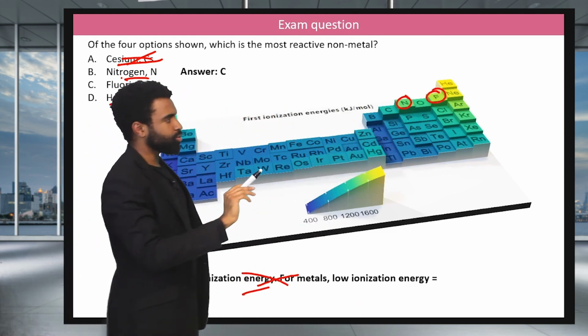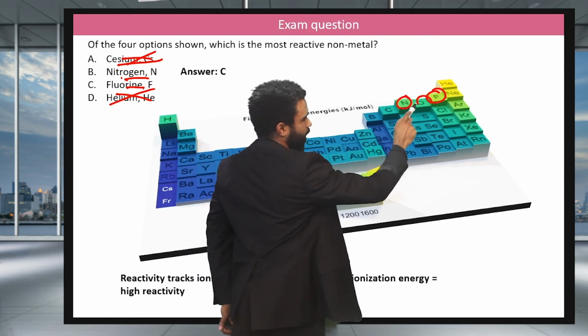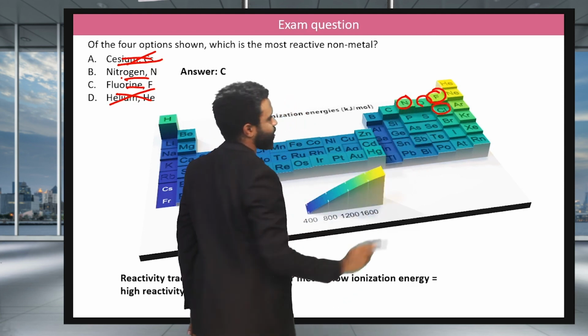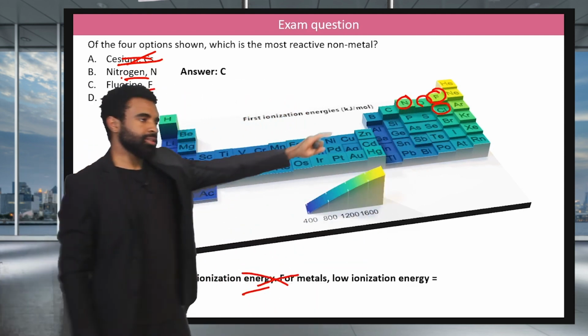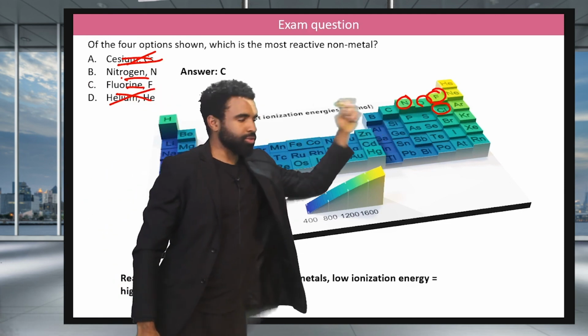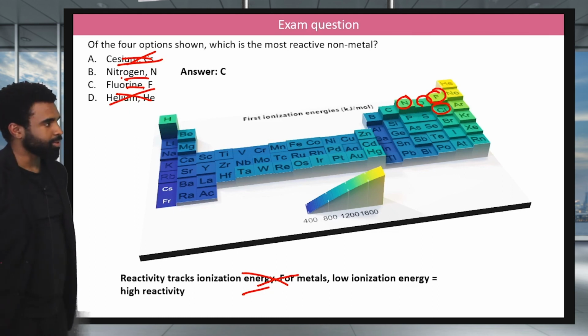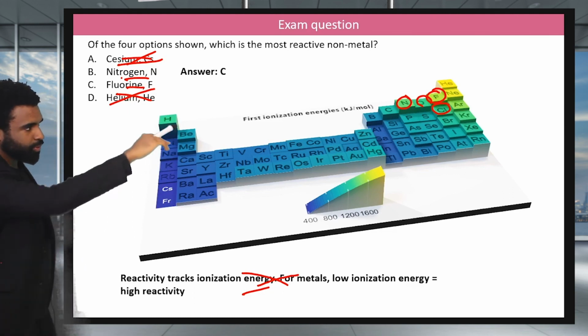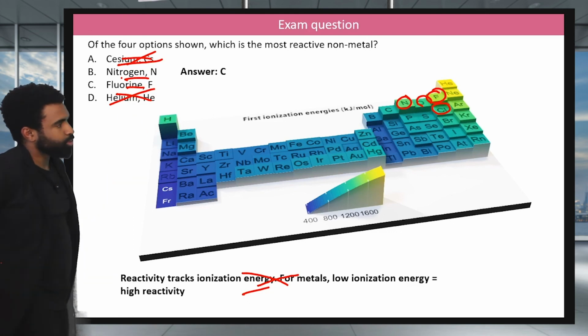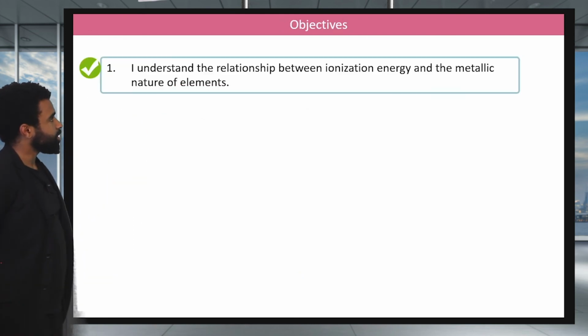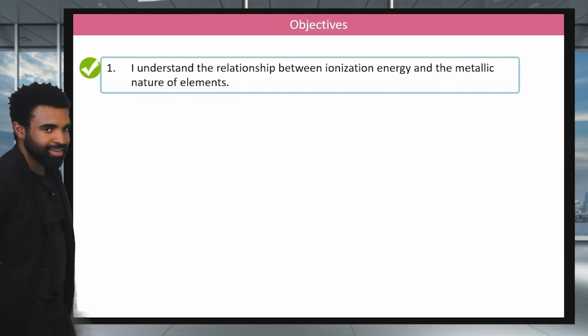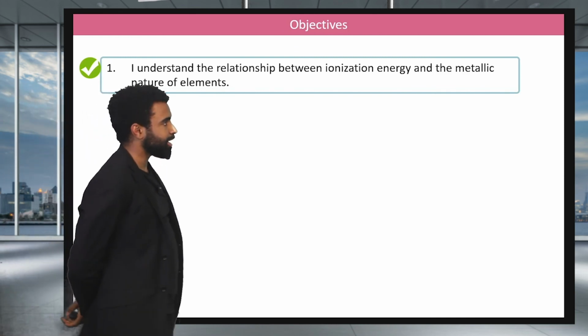Generally speaking, the most reactive non-metals will be fluorine, oxygen, and then chlorine. Although based on what I've told you, you would expect maybe nitrogen will be more reactive than oxygen. And nothing is ever that simple in chemistry. We haven't talked yet about the electron affinity, which is really what you should focus on for the non-metals. But we'll talk about that in a future video. For now, though, I think we're done. We understand the relationship between IE and metallicity, if you like.